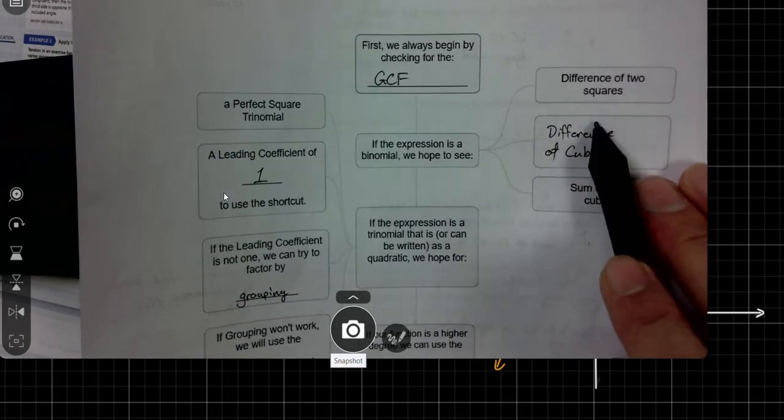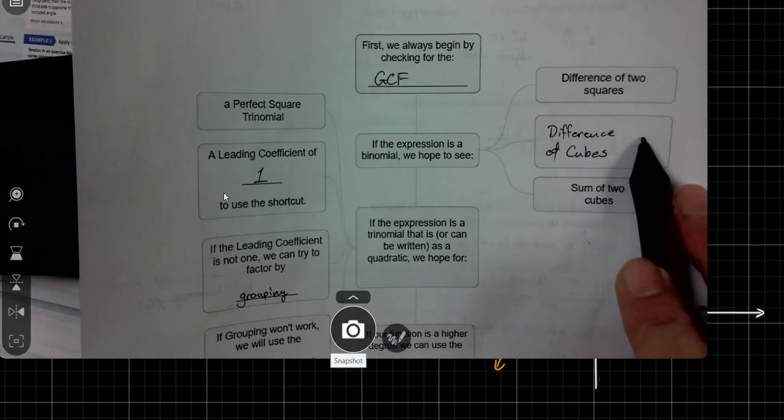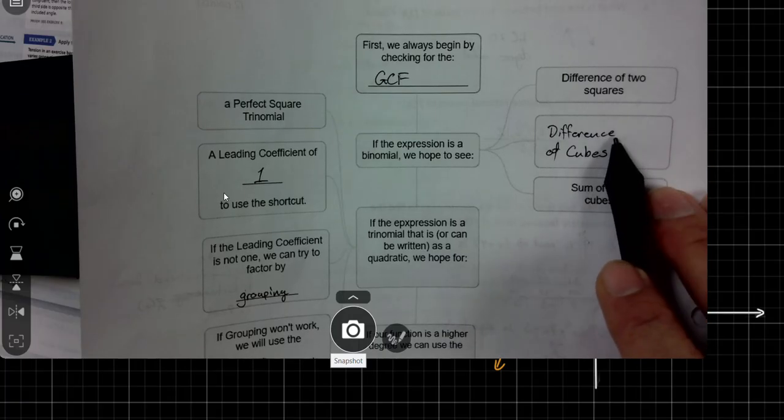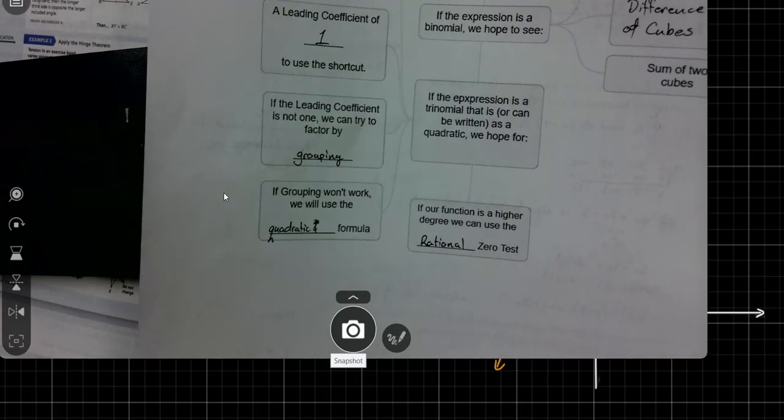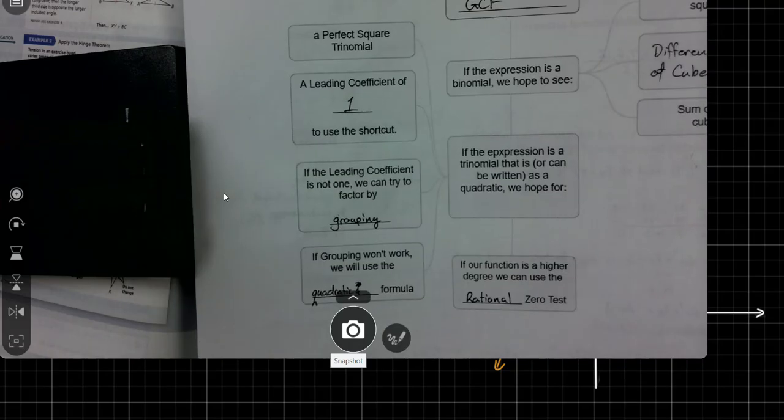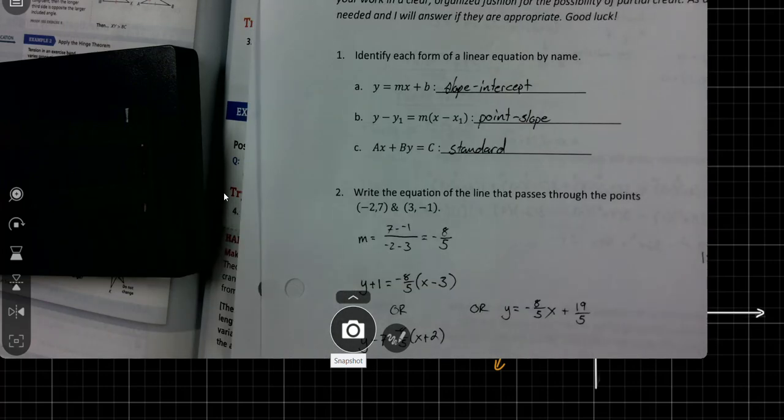Over here, we check for the difference of 2 squares. I didn't write the difference of 2 cubes because it's kind of implied, but the difference of cubes is the only other missing one. And then finally, what if we can't factor it like a quadratic type? What's the only thing we can use? What if it's not quadratic? Rational zero test will work. Okay, overall, if this were the graded test, this would have been worth 33 points.